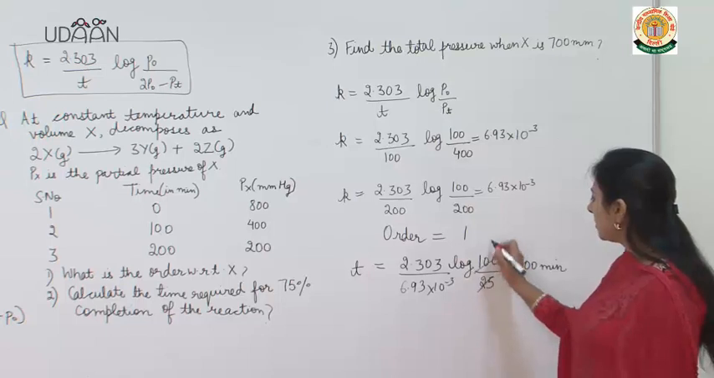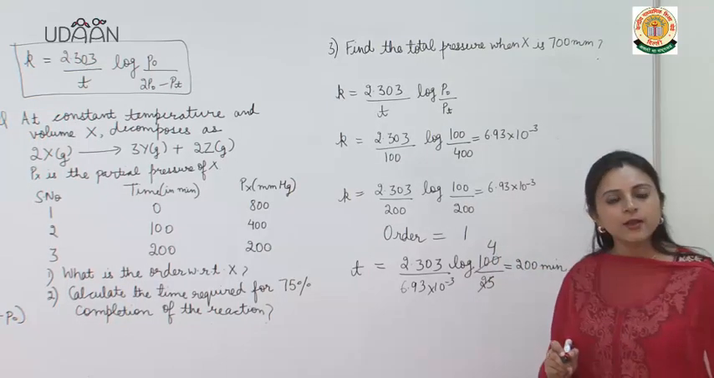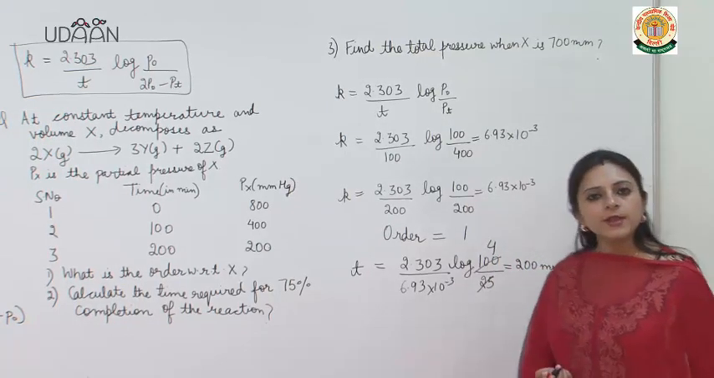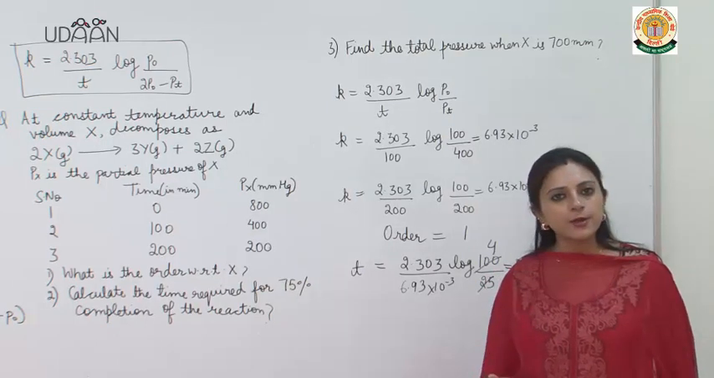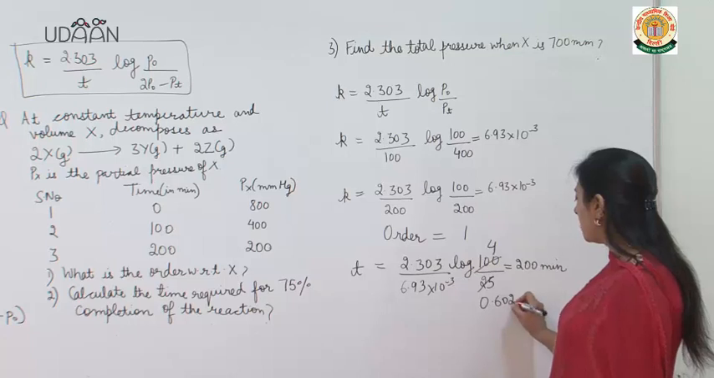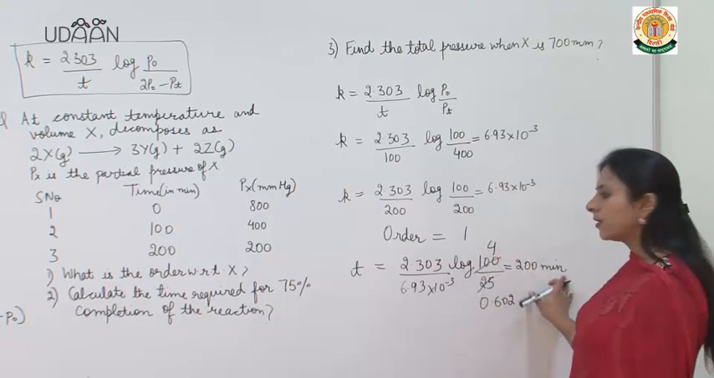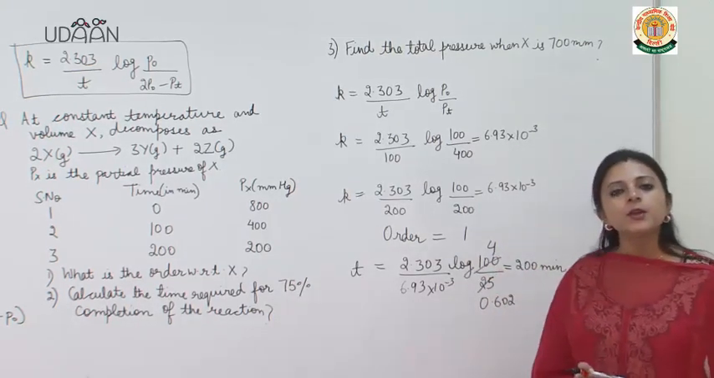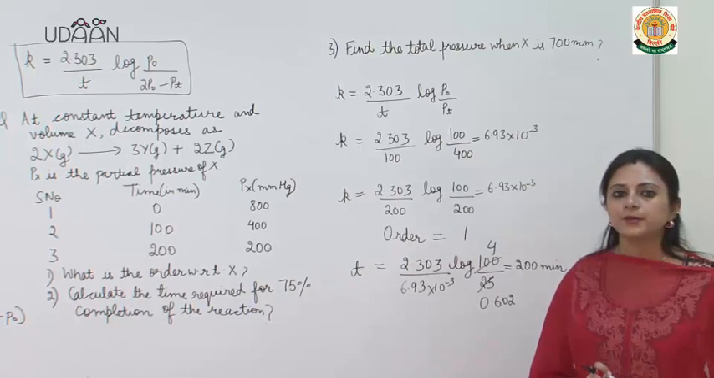यहाँ से जब मैं इसको लूँगी log 4 आ जाएगा. log 4 की वैल्यू को कैसे देखेंगे? log 4 का log table से देखेंगे, which will come out to be 0.602, और जब इसको सब्सटीट्यूट करेंगे, the final answer will come out to be 200 minutes.